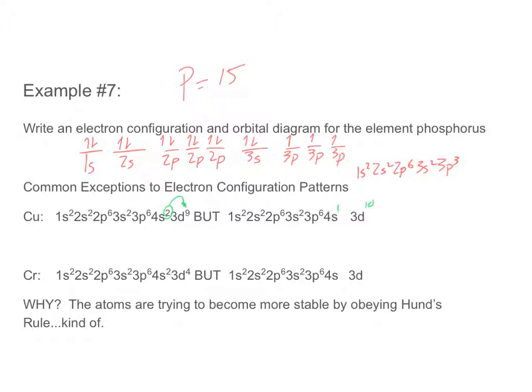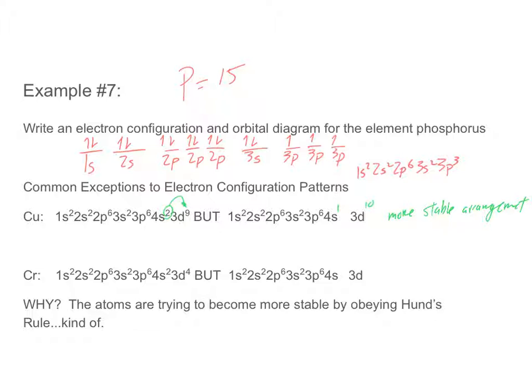Now, I'm going to skip ahead for a second just so that we can take a look at the stability. What ends up happening, like I said, is one of these electrons from the 4s is passed down to the 3d, and when that happens, we now have a more stable arrangement of electrons.